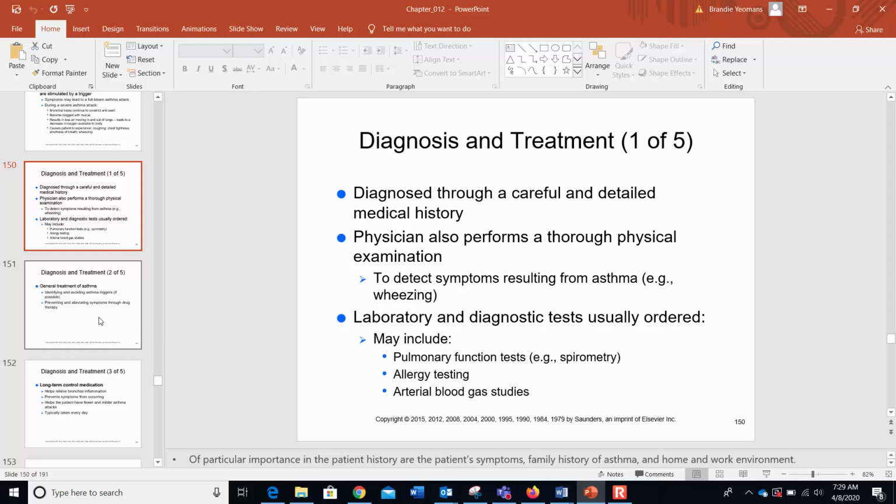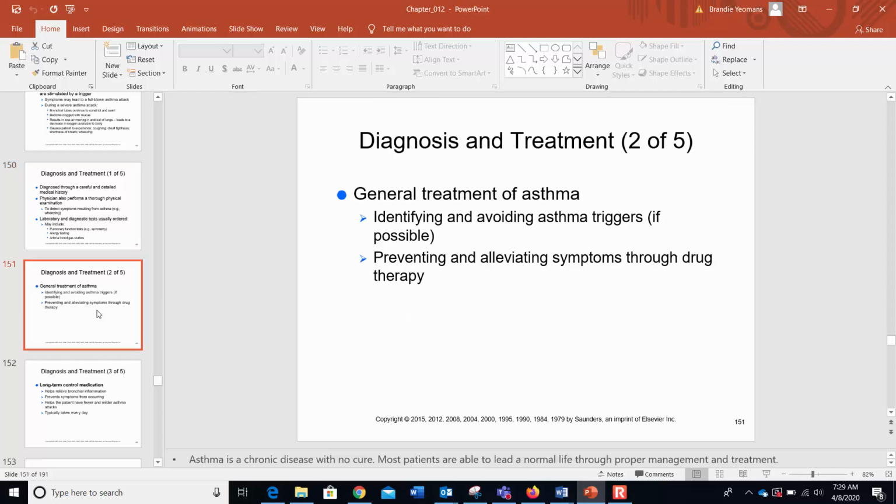We also can do allergy testing, arterial blood gas studies, which I don't want to have done, but you know, hey, if we have to do it, we have to do it.